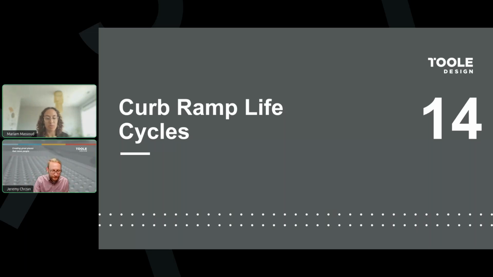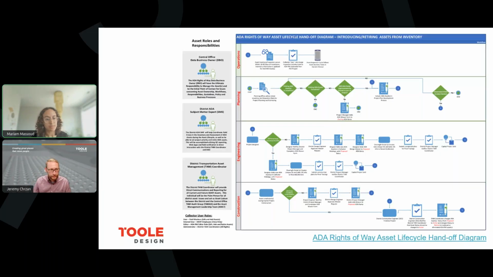Yeah, so now we'll talk pretty briefly about the life cycle of a curb ramp. This is specific to ODOT projects, and the life cycle is shown on this next slide. It starts with operations, then moves into planning, engineering, and construction. We'll go through each of those stages in detail in the following slides.